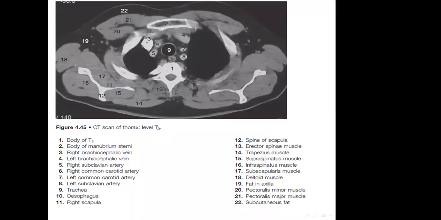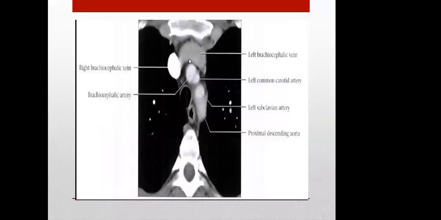This is the same level of T3, where we can see the right and the left brachiocephalic veins. And here the brachiocephalic artery is divided into right common carotid and right subclavian, and on the left we have the left common carotid and the left subclavian. This is the left brachiocephalic vein where it arcs over the branches of the aorta to reach the right side.